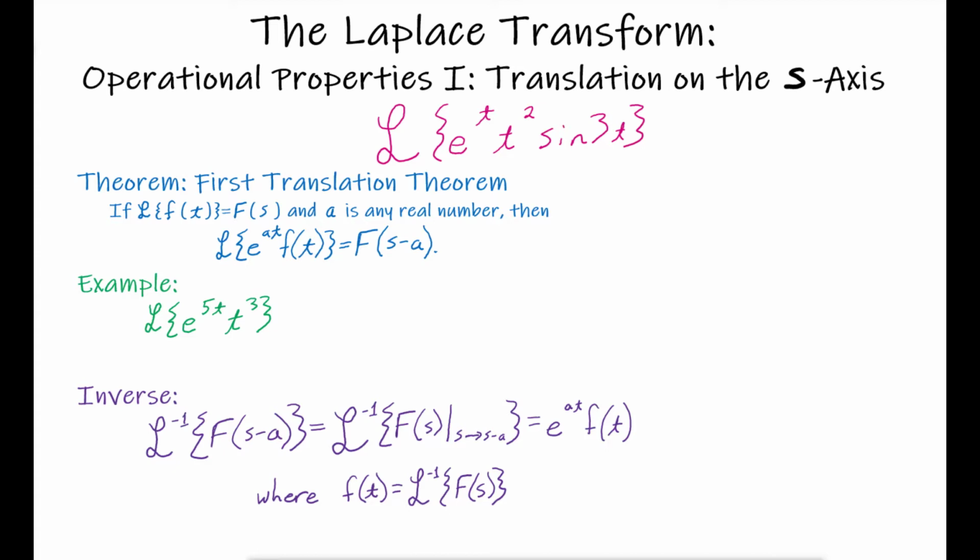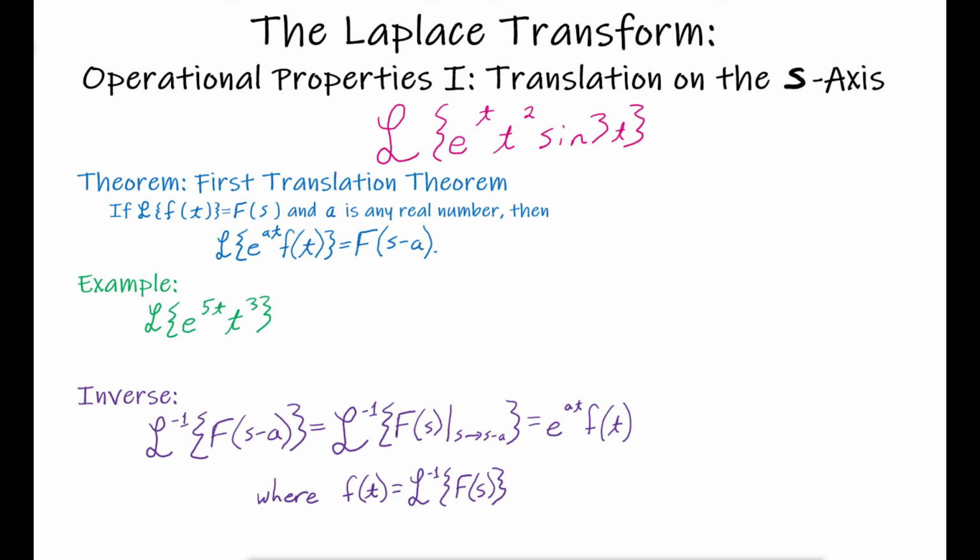It's called the first translation theorem. If the Laplace transform of f of t equals capital F of s, and a is any real number, then the Laplace transform of e to the at f of t is going to equal capital F of s minus a. Well, that's helpful for us, right? So let's take a look at an example.